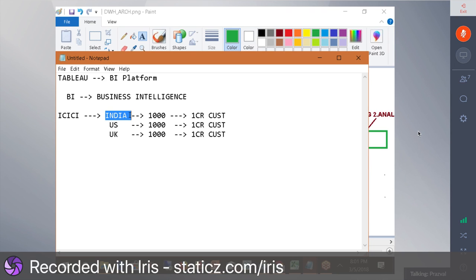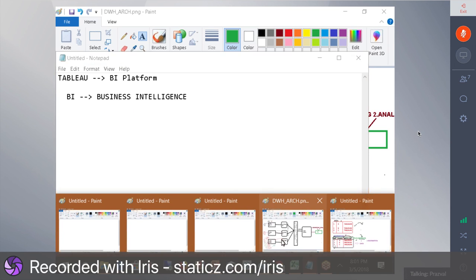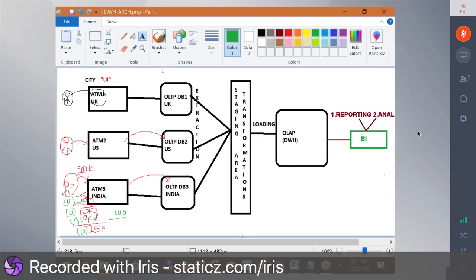What can humans understand, data or information? Humans can understand information. But at this level, do you have data or information? Since humans can understand only information, we now need to transform the data into information.